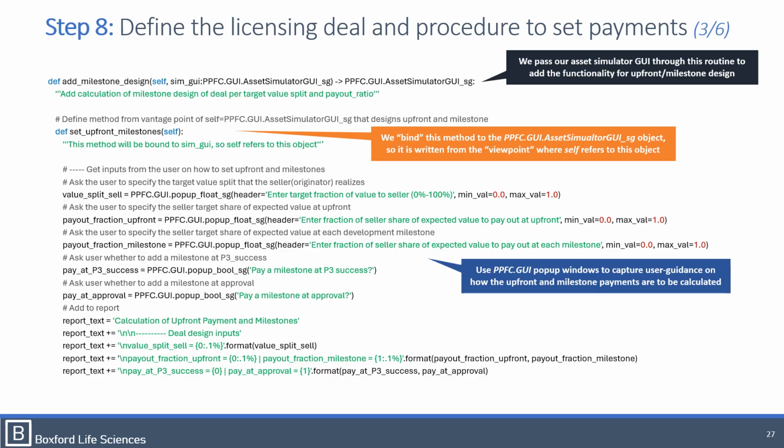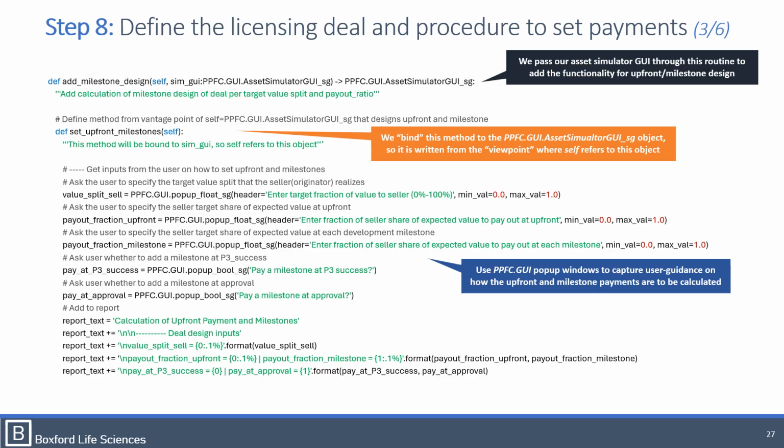So what fraction of value that's created by the asset do we want to target as going to the seller? We use a pop-up window that's defined within the GUI in order to get that value. We then want to say, separately at upfront and each subsequent milestone, which percent of the seller share of expected value do you want to pay out at that time. Again, this is something that's less than 100% because you want to share the risk, but you don't want to just assume all of it at every stage of the development.